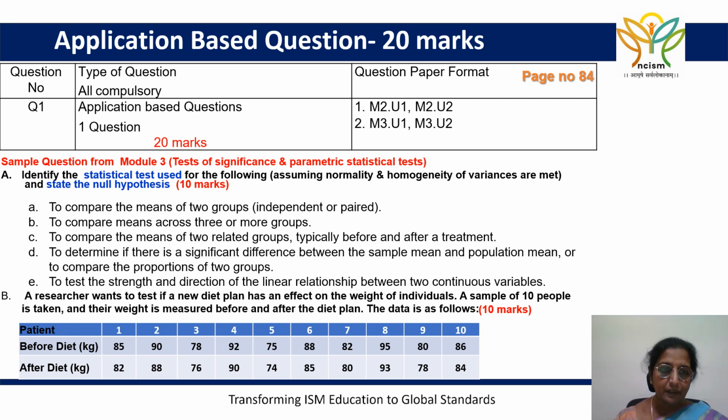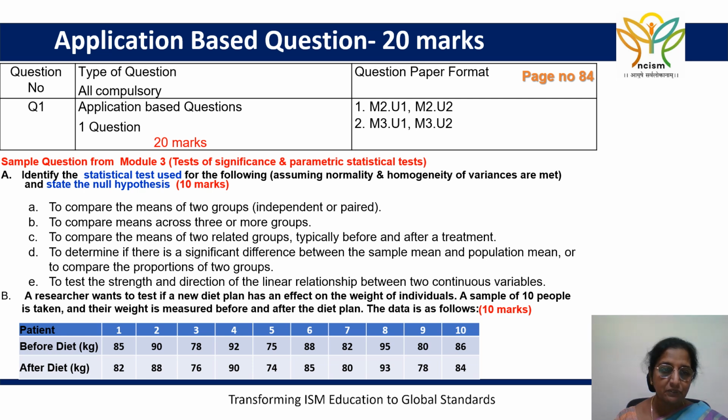The question is: identify the statistical test used for the following, assuming normality and homogeneity of variances are met, and state the null hypothesis. This question carries 10 marks and 5 subdivisions are there. First subdivision, to compare the means of two groups, independent or paired. The second one, to compare means across 3 or more groups. C, to compare the means of 2 related groups, typically before and after treatment. D, to determine if there is a significant difference between the sample mean and population mean, or to compare the proportions of 2 groups.